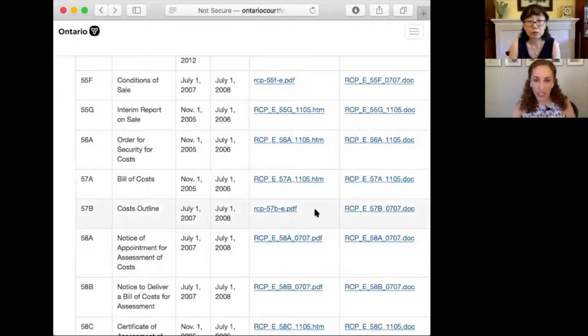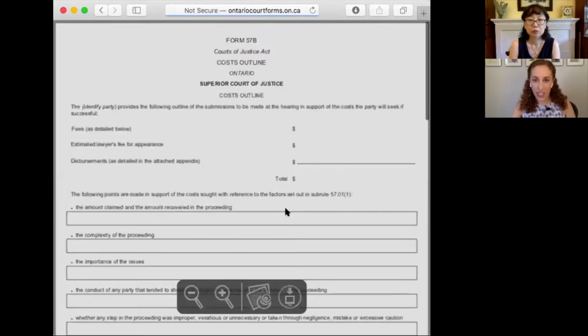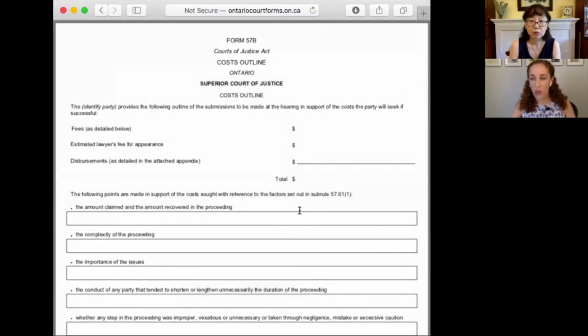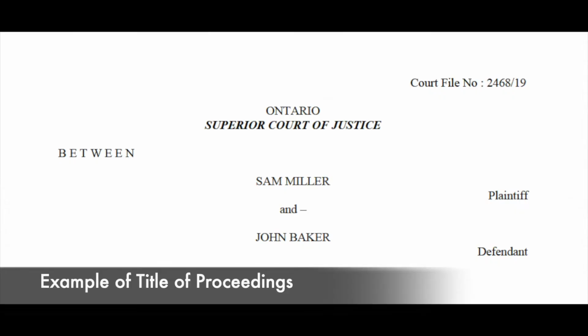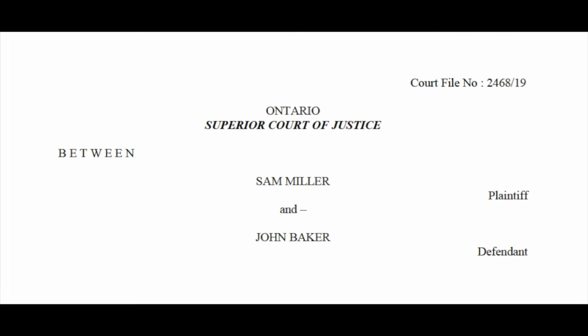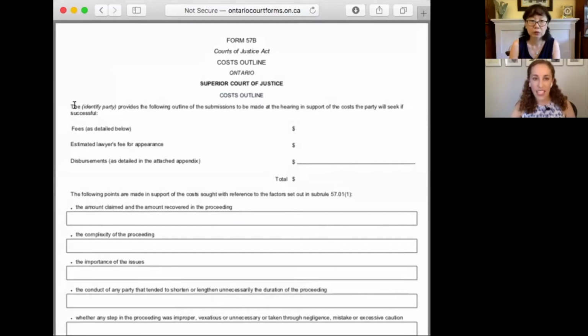Cost outline, which is right here, you're going to see this being used way more than a bill of costs. So again, you're going to put in above the cost outline, up here, your title of proceedings. And then here, the party. So if you're the plaintiff, you're the defendant, the plaintiff, John Doe, provides the following outline of the submissions.